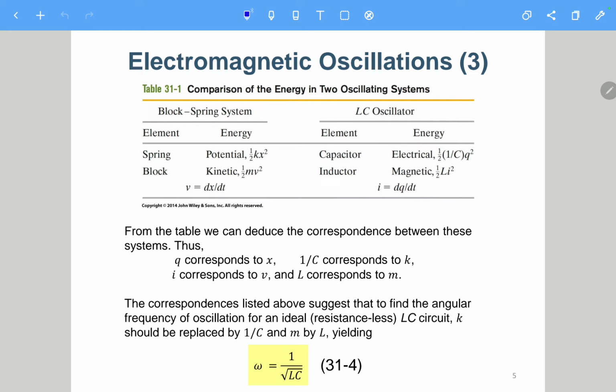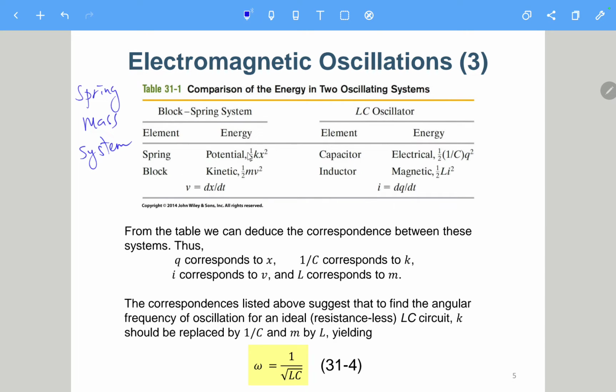Okay, so here we talk about the analogy between the block spring system, or as I usually like to call it, the spring mass system, rather than block spring system, compared with the LC oscillator, because we only have an inductor and capacitor for the oscillator. So there will be some analogies.